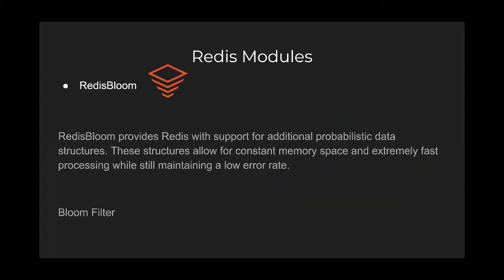Now let's talk about Redis Bloom. So Redis Bloom is another module that provides Redis with support for additional probabilistic data structures. These structures allow for constant memory space and extremely fast processing while still maintaining a low error rate. It helps us implement the Bloom filter. What is a Bloom filter? A Bloom filter is a probabilistic data structure which provides an efficient way to verify whether an entry is or is not certainly in a set.